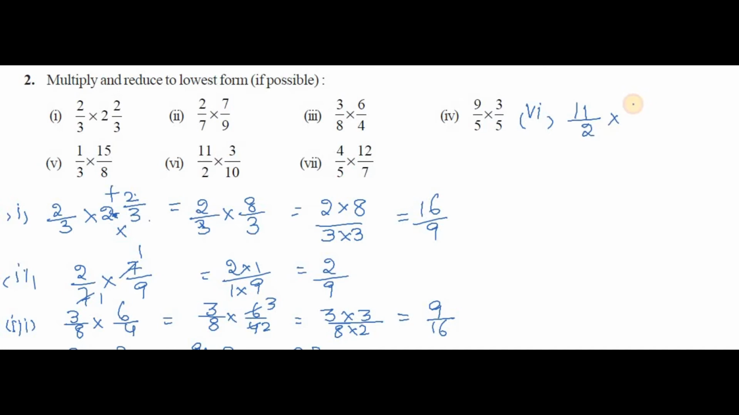11 by 2 into 3 by 10. Still no chance for cancellations. 11 into 3 by 2 into 10, 11 3s are 33 by 2 10s are 20.